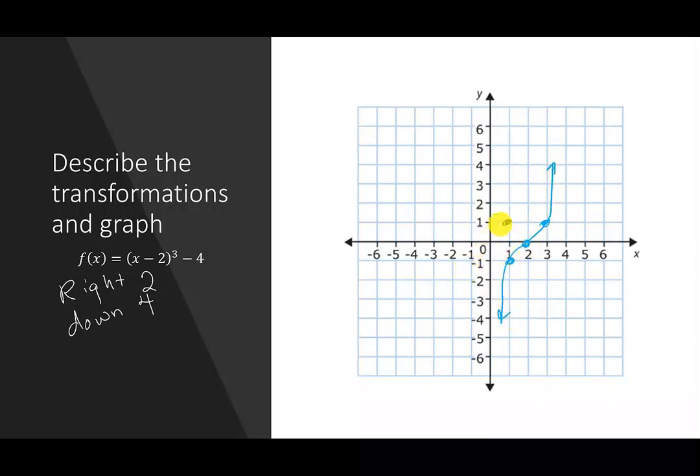I'm going to erase my original function so I don't have too much on my graph. Now I'm ready to move down 4. So 1, 2, 3, 4. 1 to the right, 1 to the left. Curve up, curve down. Let's erase this second step.